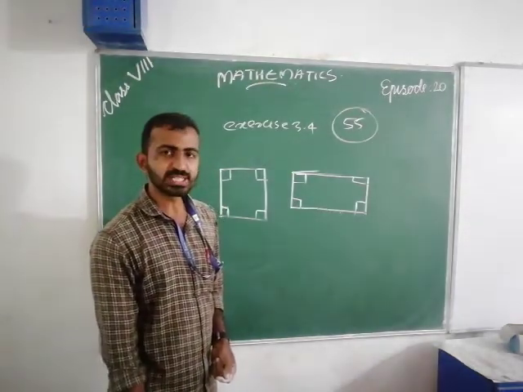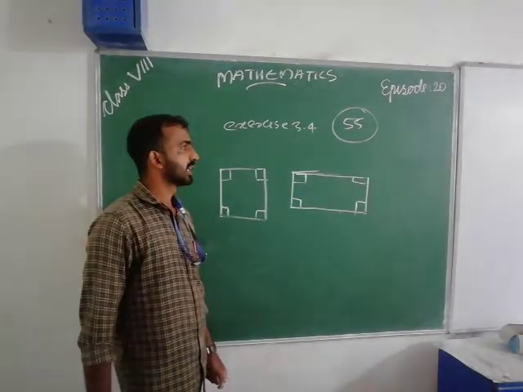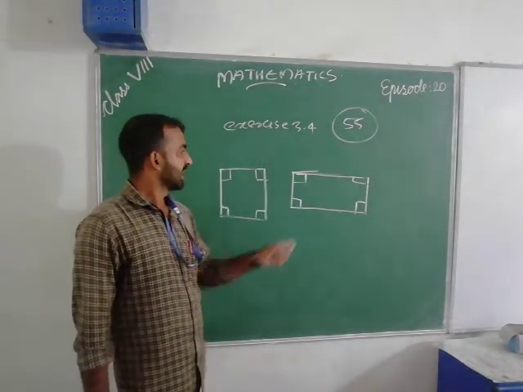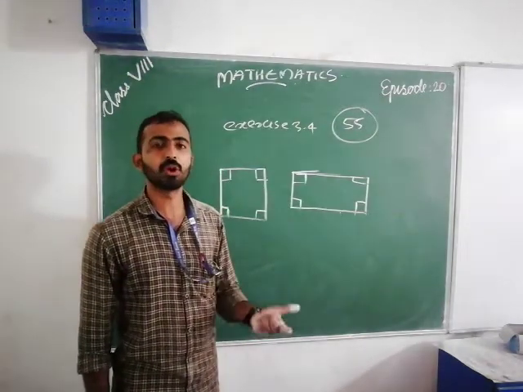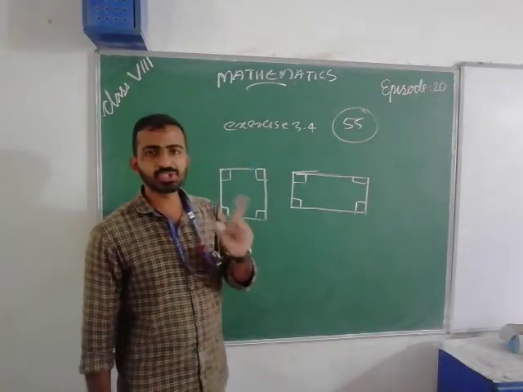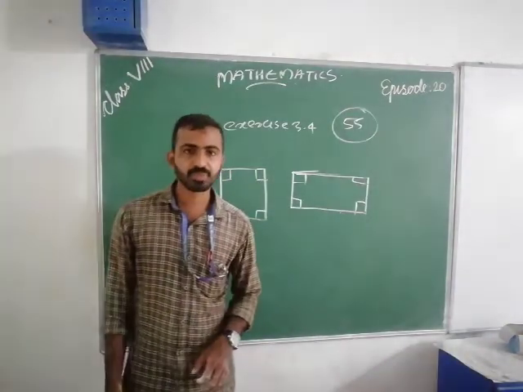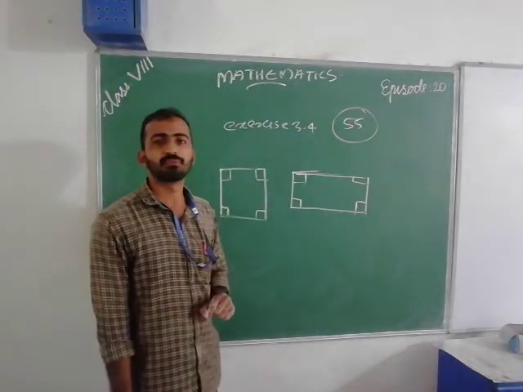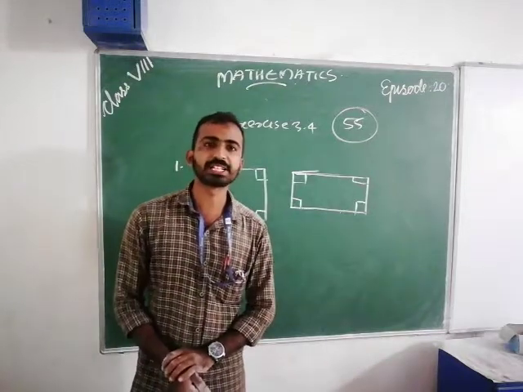What is the difference? Here is a rectangle, and this is a square. In a rectangle, sides may or may not be equal. In a square, all sides must be equal. So it is false. The first one, all rectangles are squares, is false.